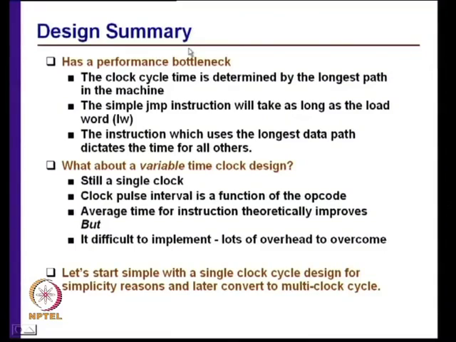I concluded my last lecture with this design summary, where I explained that whenever you go for a single cycle design, there is some performance bottleneck. You can go for designing a variable time clock design, but that will make the design very complicated. That is the reason why we shall start with a simple design with a single clock cycle for simplicity reasons, and later on I shall discuss how you can make it a multi-cycle design and also other complicated things like pipelining. You can incorporate instruction level parallelism and various other things.